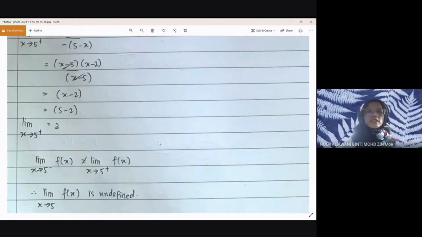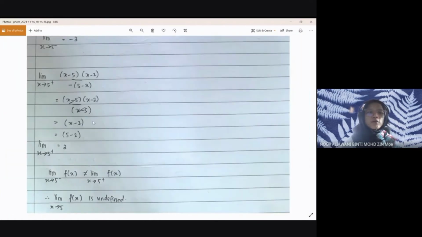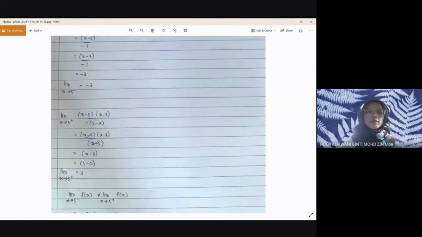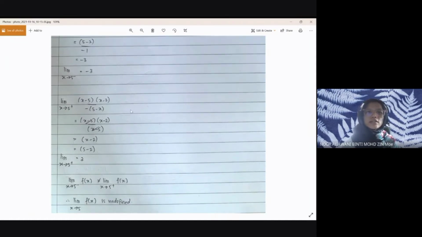And for the conclusion, both answers for limit x approaching 5 from the right and limit x approaching 5 from the left are not equal, because this one is negative 3 and this one is positive 3. Therefore, it is not the same. Limit x approaching 5 is undefined.